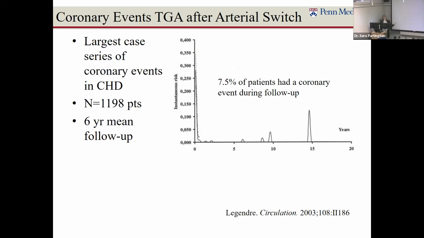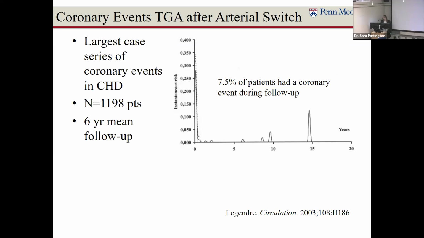Now, this is kind of the early experience following the arterial switch surgery out of France. It's a case series of almost 1,200 patients following the arterial switch procedure who were followed for a mean of 6 years follow-up. And you can see about 7.5% of these patients had a coronary event during their follow-up. Now, some of these coronary events were actually a cath with significant narrowing of the coronary artery. So they weren't all clinical events, but a significant portion did develop coronary artery issues.